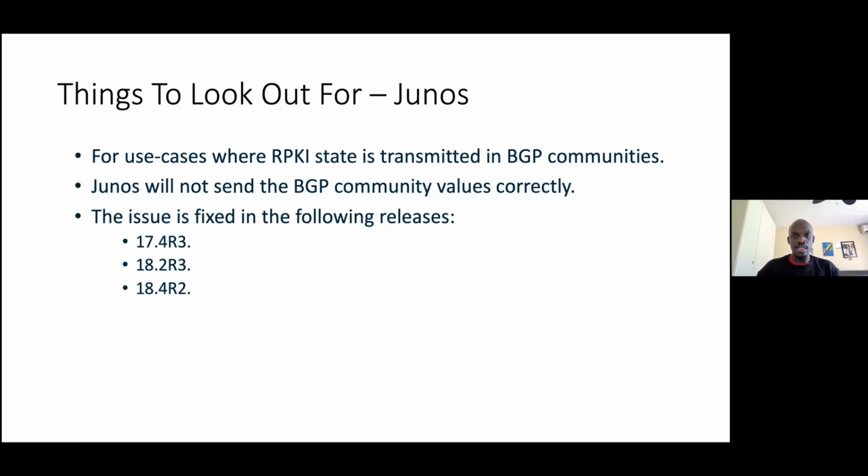Another thing to consider is for Junos, which is the Juniper operating system. If you decide to use BGP communities to convey RPKI state between routers in the same network, then there is an issue where Juniper will not do that correctly if you're running a release prior to the ones mentioned here. So if you have a release earlier than this and you're going to use BGP communities to convey RPKI state, then you can run into this problem.